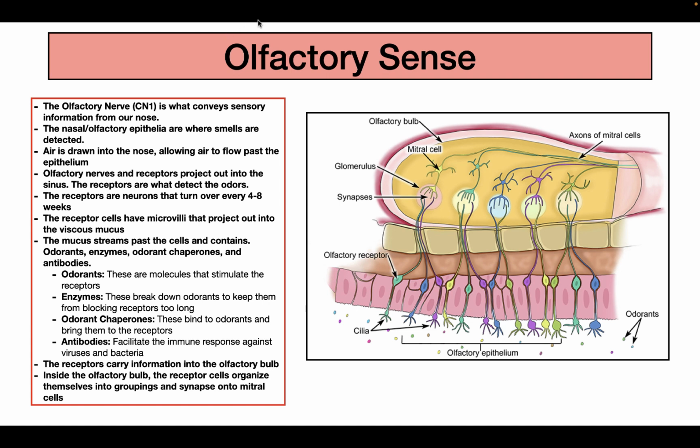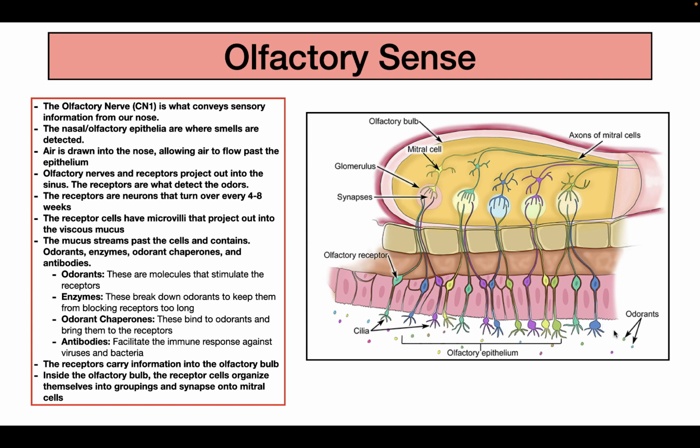And protruding through the olfactory epithelium, we have our odorant receptors. The odorant receptors, which we see right here, are actually neurons that turn over every 4 to 8 weeks. This means that these neurons die and are replaced every 4 to 8 weeks, which is quite interesting for neurons since they usually don't do that. So we have our odorant receptors sticking through the olfactory epithelium.